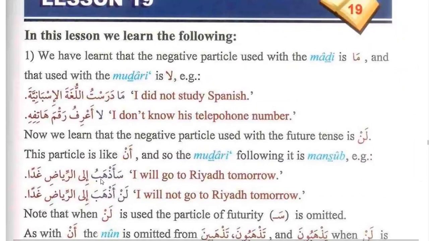Fail muzare lil mustaqbil manfi, we use lan. For future negative, we will use lan. Remember this point: for past we use ma, for present we use la, and for future we will use lan.